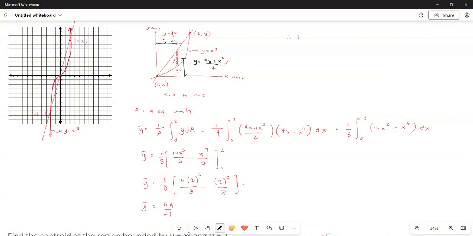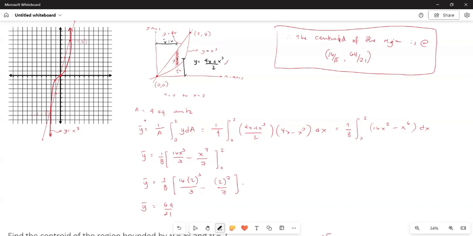Therefore, we could say that the centroid is (16/15, 64/21). Okay, so this is our final answer. You might wonder, sir, can our point be a decimal? Yes, it can. I just didn't write our answer in decimal form; it's in fraction form so it is exact. We are not rounding anything up, so our value is exact.